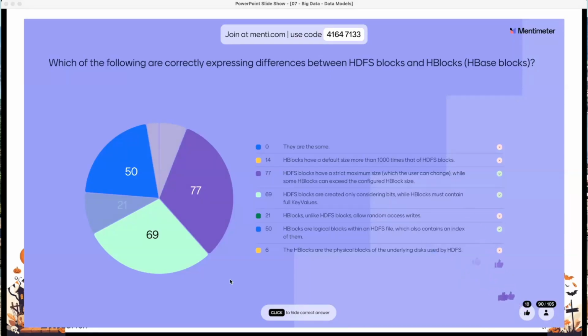So let's discuss. Well, first, the first answer, no, they're absolutely not the same. This is why I call them H blocks, precisely to make sure you understand these are not the same as the HDFS blocks. Answer number 2, why is it incorrect? H blocks do not have a default size more than 1,000 times that of HDFS blocks. Why is that incorrect? What are their default sizes? Yes? It's reversed, exactly. It's the opposite. The HDFS blocks are roughly 1,000 times larger than H blocks. Can you remind me what is the default HDFS block size?